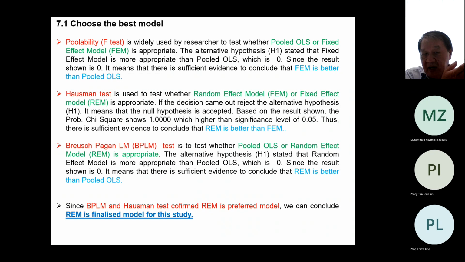Why I say REM better? Because you do the Hausman test and DPLM test, they confirm REM is better. Whereas the probability test, there's no REM involved, but they say fit. So we compare the two better to one. Therefore, overall, the results shown that the BPLM and Hausman test confirm that REM is better. Therefore, in this particular model, I'll choose REM. Okay?